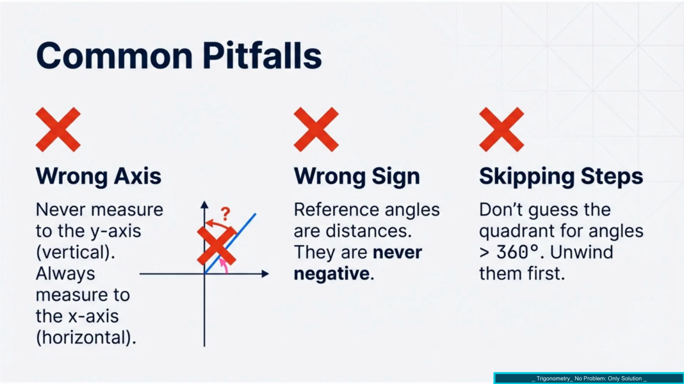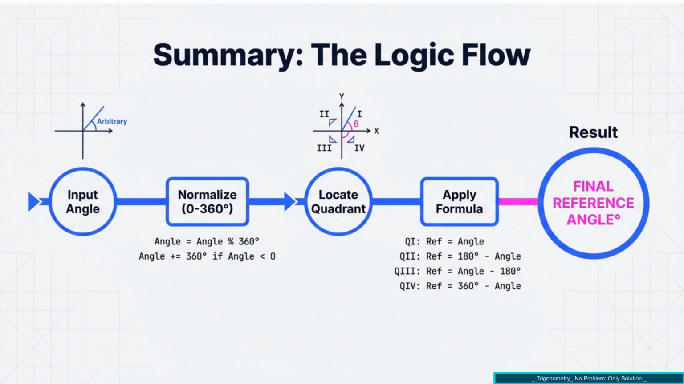Be aware of common pitfalls. Never measure to the vertical y-axis. Reference angles are distances and must never be negative. Also, do not skip steps. Always unwind angles greater than 360 degrees first. To summarize the logic flow: take the input angle, normalize it to 0 to 360 degrees, locate the quadrant, apply the correct formula, and determine the final reference angle.